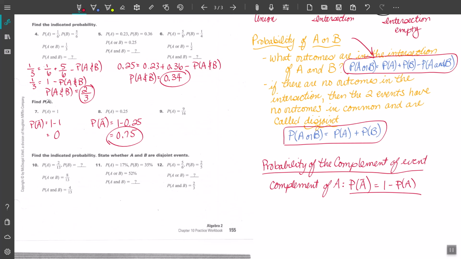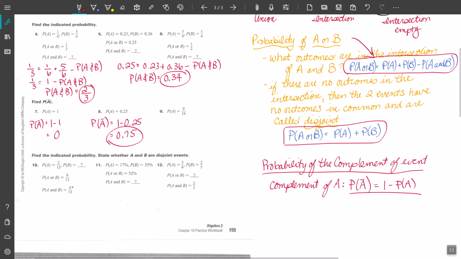Now, if we come down to number 10, they're talking about stating whether A and B are disjoint events. If we go back to that definition of disjoint events that we talked about at the beginning of the lesson, disjoint means that A and B are not going to have any outcomes in common. That was illustration number 3 at the top. The intersection was empty, so the probability of A and B in that event is 0.